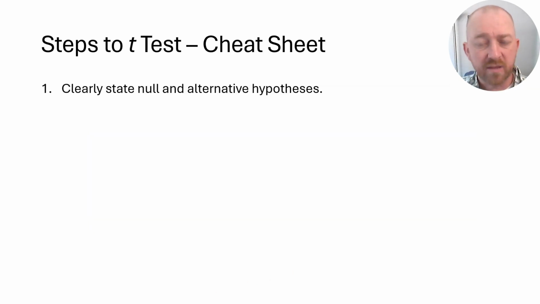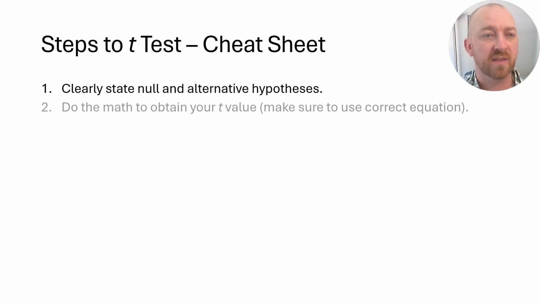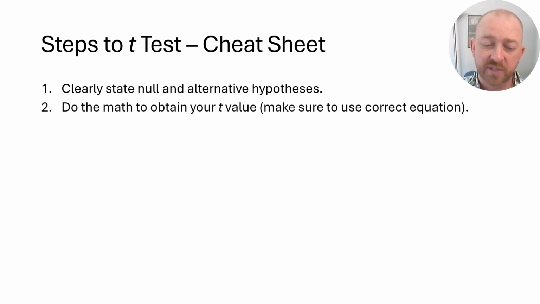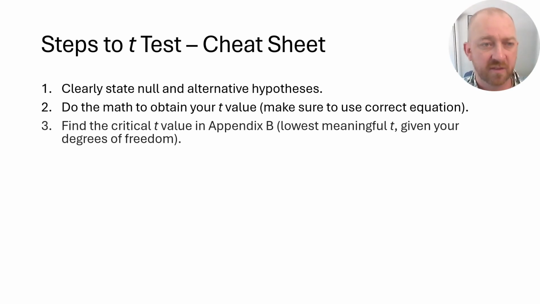Okay, let's wrap all this up by showing you a little cheat sheet that I find is helpful, because there's a lot of steps to a t-test, and so I just want to see if we can clarify this a little bit. First, when you've got your scenario for a t-test, you clearly state what are your null and alternative hypotheses. We have a whole video on that. You can check that out. Then you do the math to obtain your t-value. Again, I've shown you how to do that. Make sure that you're using the correct equation, whether it's independent samples or dependent samples. We did only the example using independent samples so far. Maybe in the future I'll add one that does dependent samples.